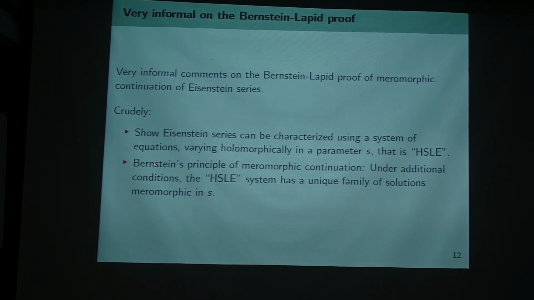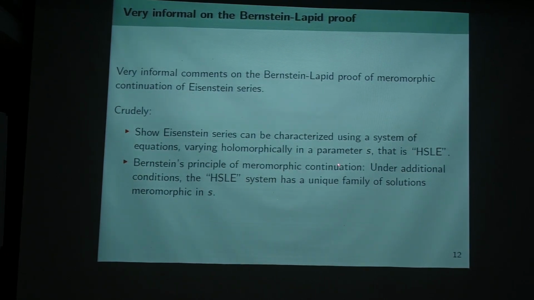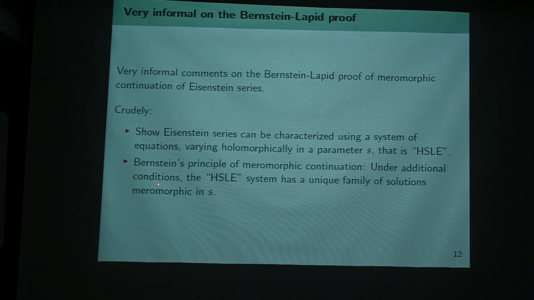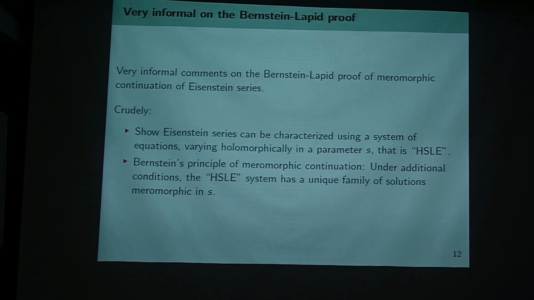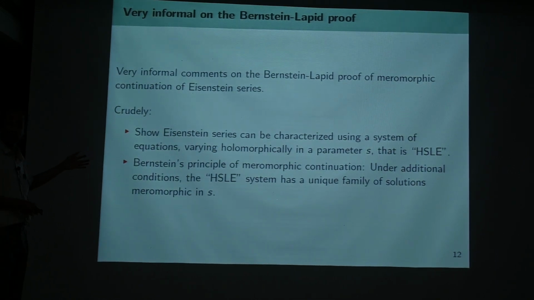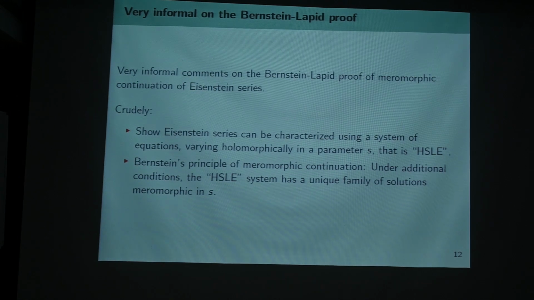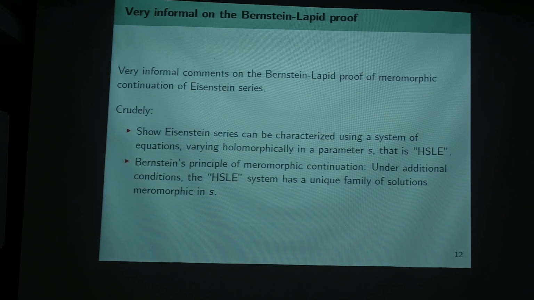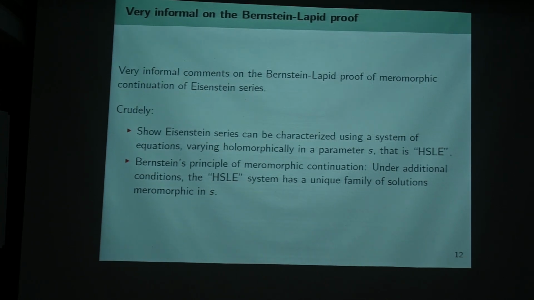It should contain some additional conditions. So Bernstein's principle of meromorphic continuation says that under additional conditions, this system has a unique family of solutions which is meromorphic in S. So once you can get a characterization for Eisenstein series, and you know that the solution is unique in some region of S, and if you know that that solution has some additional nice properties, then there is a unique meromorphic family of solutions, and that will force Eisenstein series to have a meromorphic continuation.